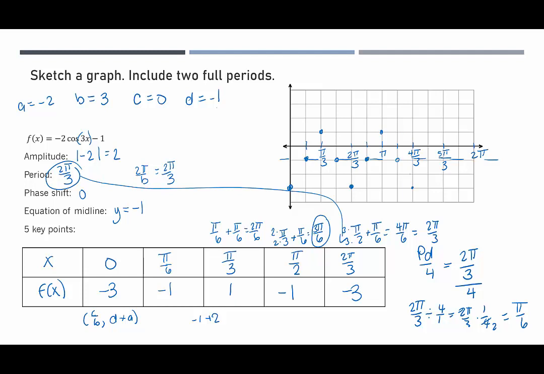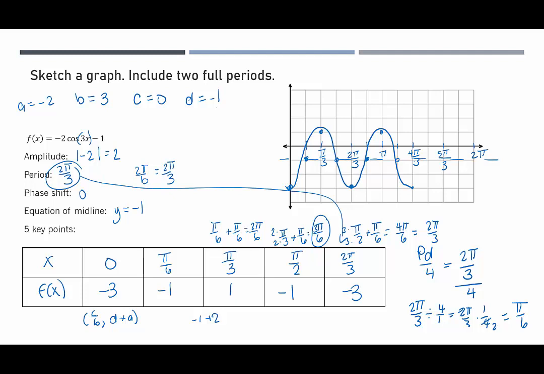I'm ending at 4 pi over 3, which would be that second period, right? Because 4 pi over 3 minus 2 pi over 3 is 2 pi over 3, which is the length of 1 period. When we connect these, we do a nice, smooth curve. Do not turn this into a little zigzag pattern. Smooth curve. Whoops, I missed a point though. And there are 2 full periods of this cosine graph. I know it can be a little intimidating. I hope this makes sense.